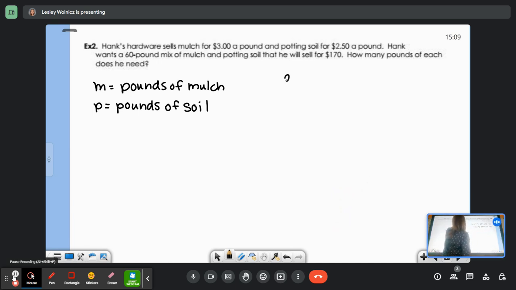3M plus 2.5S equals 170. 3m plus 2.5s. Oops. You're fine if you used s. In fact, that's what we used earlier today, but someone told me to do p, so I'm going to do p. Equals 170. If you used s, that's your p. That's fine. You don't have to change it. Right? Is that what you said? Yeah. Okay, and then what about the second equation?